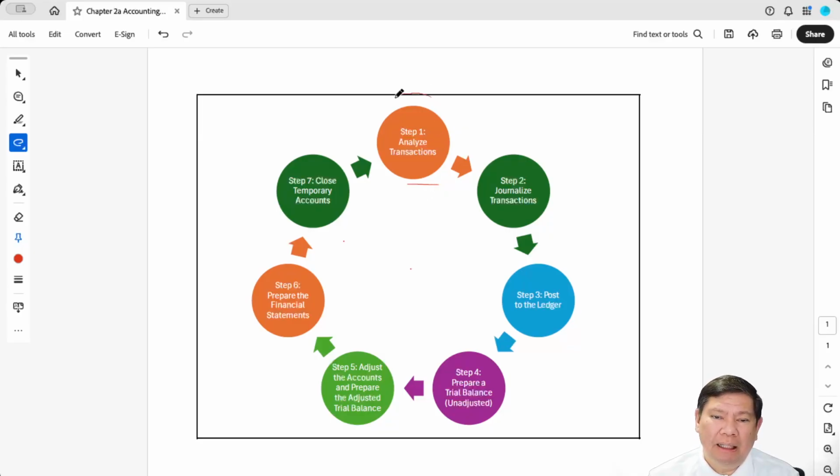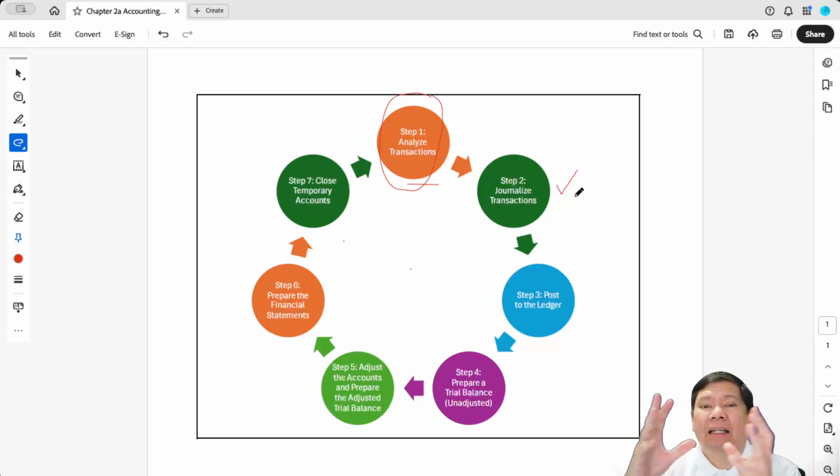But this is the basis for our analysis. And then once we understand the transaction, we are going to prepare journal entries. That's the second step of the cycle. We're going to put the debit account as a result of the transaction, the credit account, and the amount. And remember that the debit amount and the credit amount, what we put on the left-hand side and what we put on the right-hand side, has to be equal. And this is done chronologically.